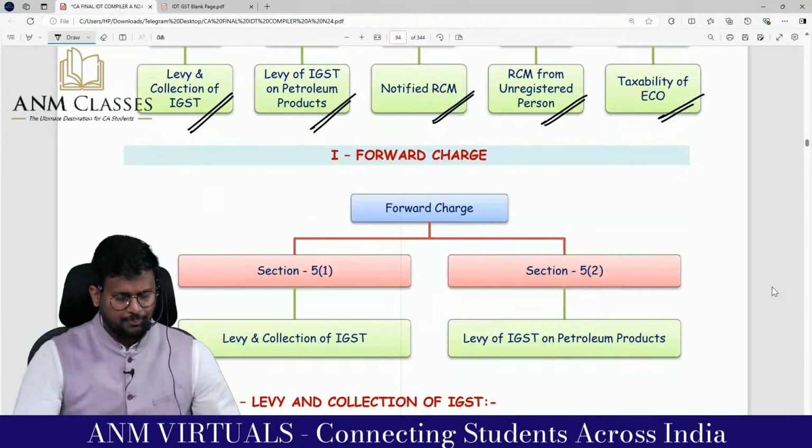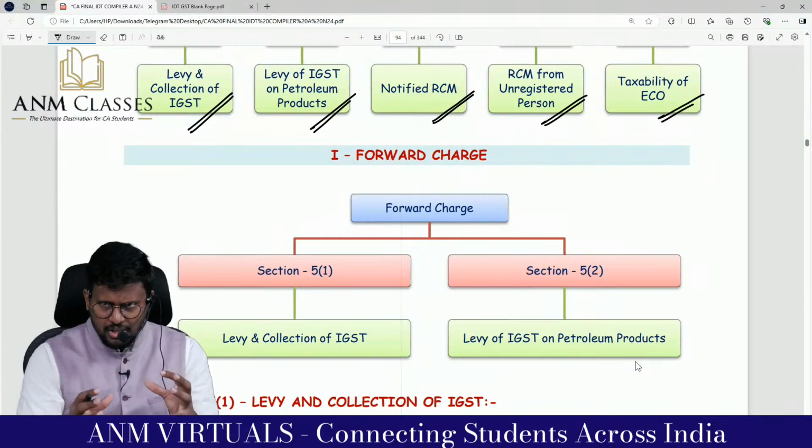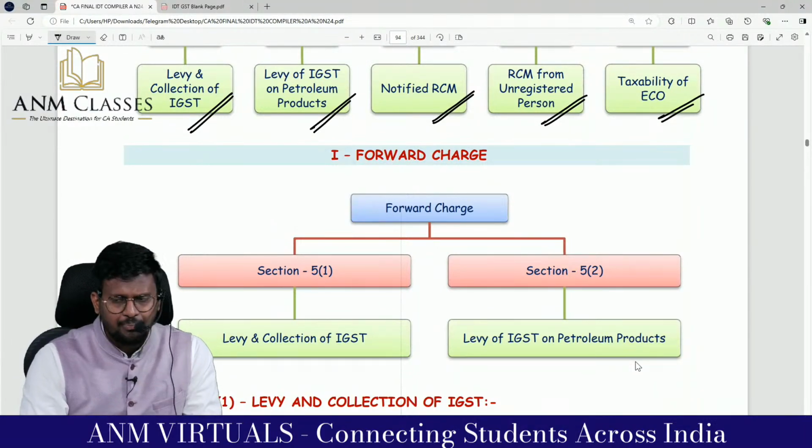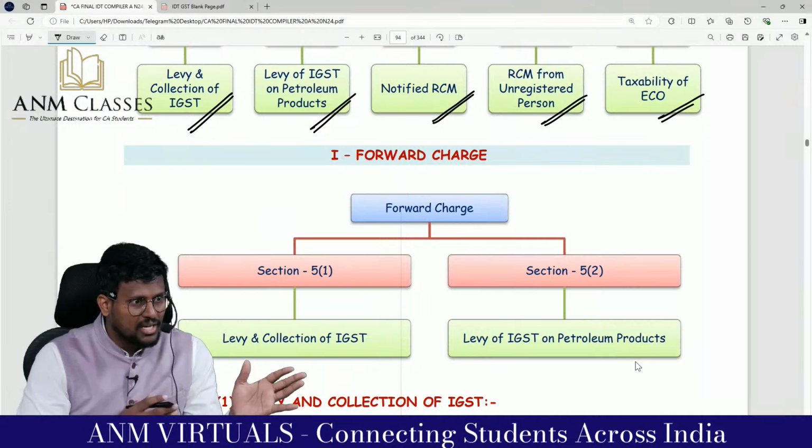5(5) taxability of ECO. The same way, same structure, even section 5 is also classified into 3 categories. Forward charge, reverse charge and ECO charge. Right?